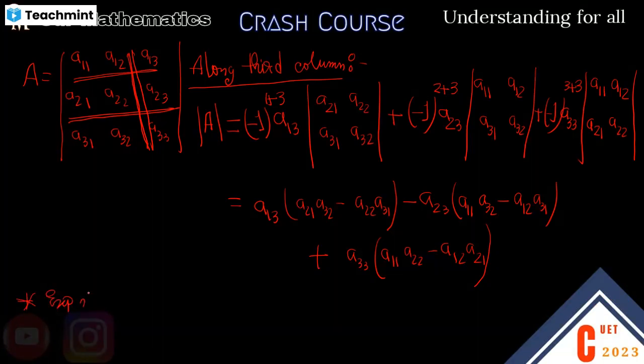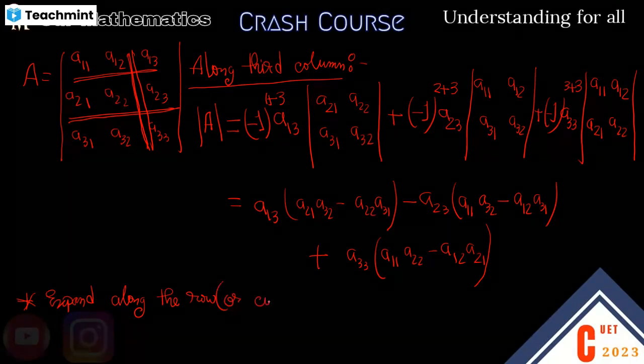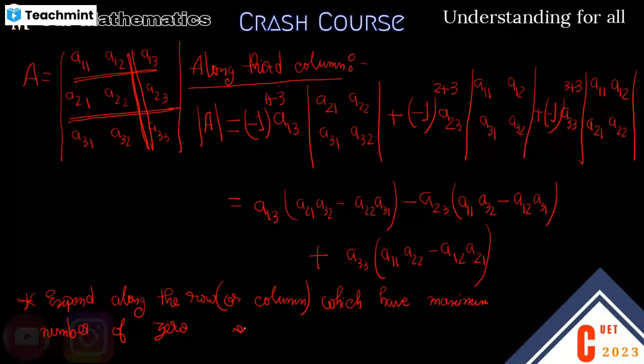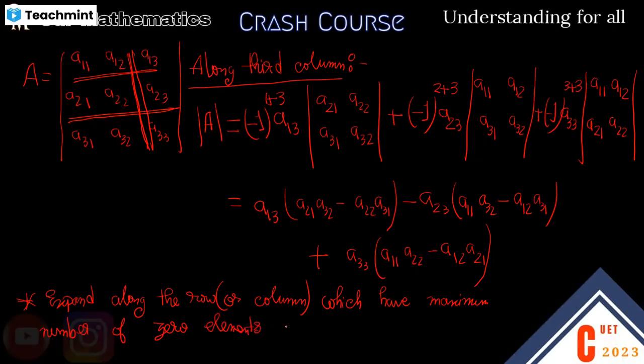There is a rule, or you can say a short trick: expand along the row or column which has the maximum number of zero elements. Makes calculation faster.